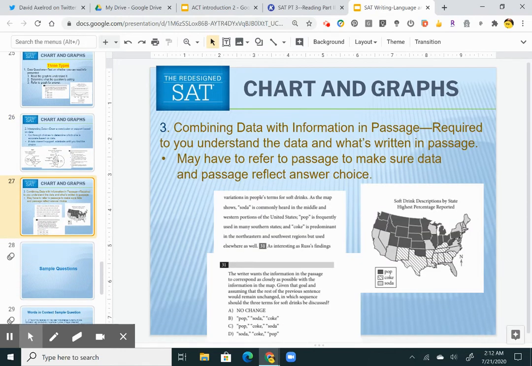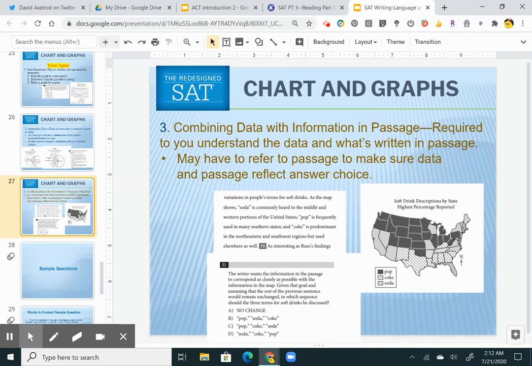The other one is combining data with information. It requires you to understand the data and what's written in the passage. These are probably the hardest ones. You may have to refer to the passage to make sure the data in the passage reflect the answer choice. So the writer wants the information in the passage to correspond as closely as possible to the information in the map. Given that goal and assuming the rest of the previous sentence will remain unchanged, in which sequence should the three terms for soft drinks be discussed?